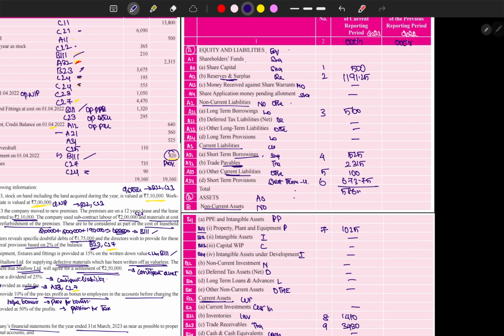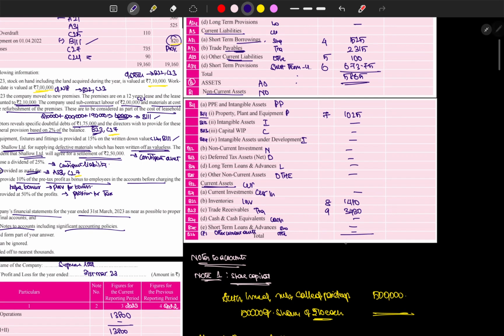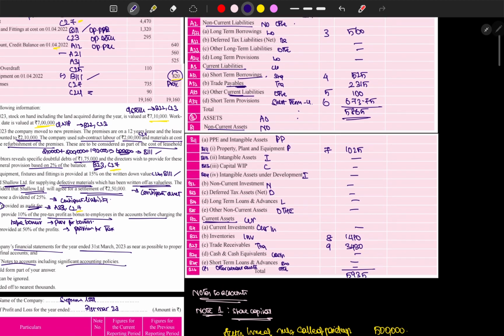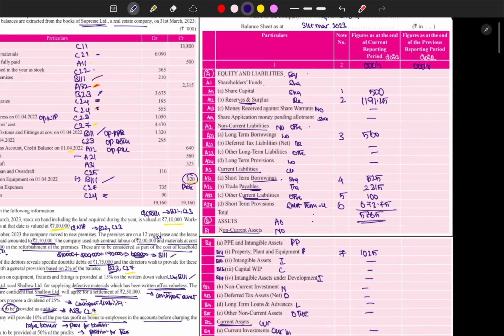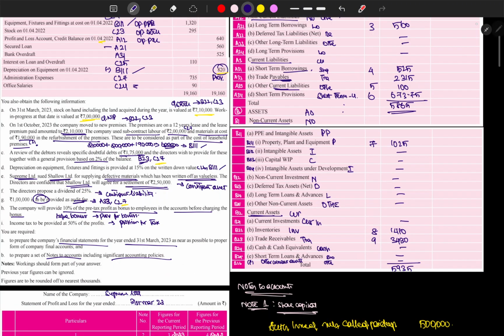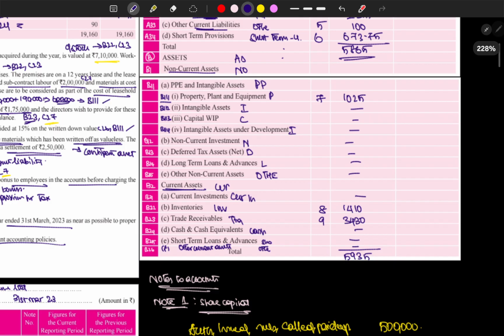Okay, 5865. Okay, what could be the asset side value? 1025 plus 1480 plus 3430. Okay, 5935. Have we made any mistakes here? Have we added every information which we needed? So, okay, actually we might have made some mistake in equity and liability. Sorry, this is 1, not 8. Okay, so that's it. The answer is right now. 1025 plus 1410 plus 3430, which is 5865.